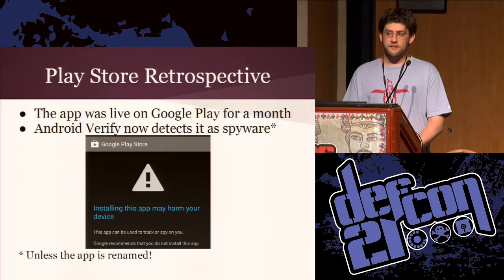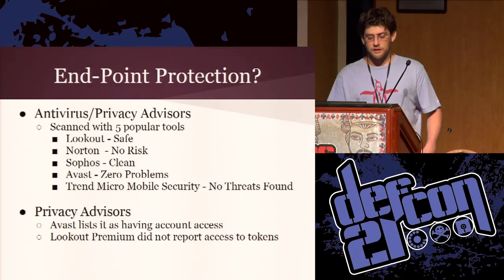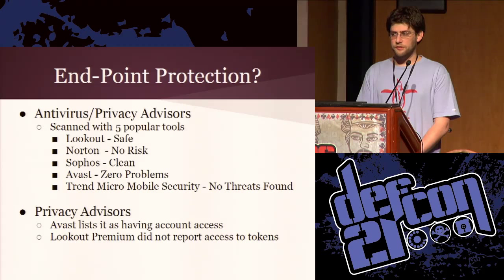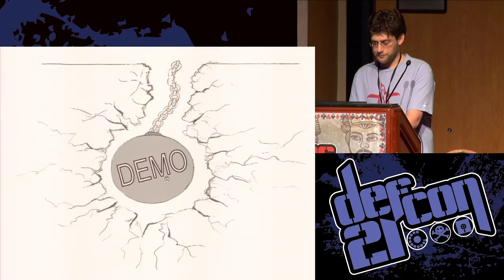The only caveat about this is that if I rebuild my app and give it a slightly different name, this warning never comes up again, because I guess it's just a blacklist. So looking at endpoint protection, I scanned 5 of the popular tools that I was familiar with. None of them found any risks. Looking at the privacy advisors, I found that Avast actually would recognize that the use credentials is potentially a privacy risk. Lookout Premium didn't seem to have a category for saying which applications have the permission to request tokens on your behalf. So, demo time.